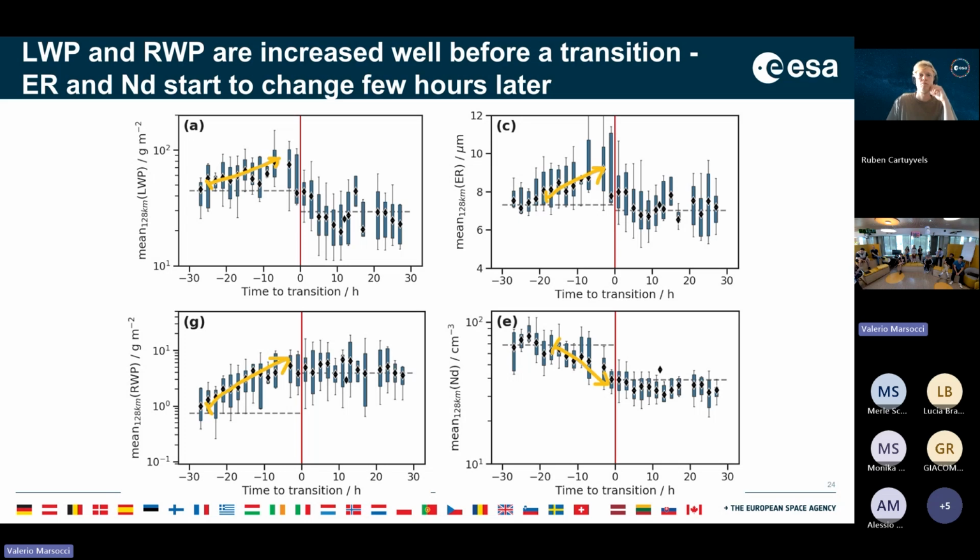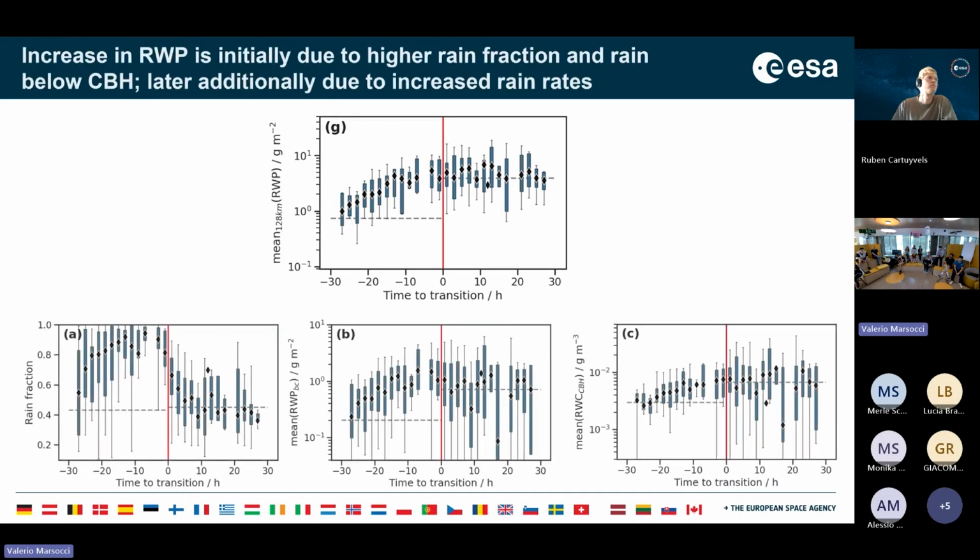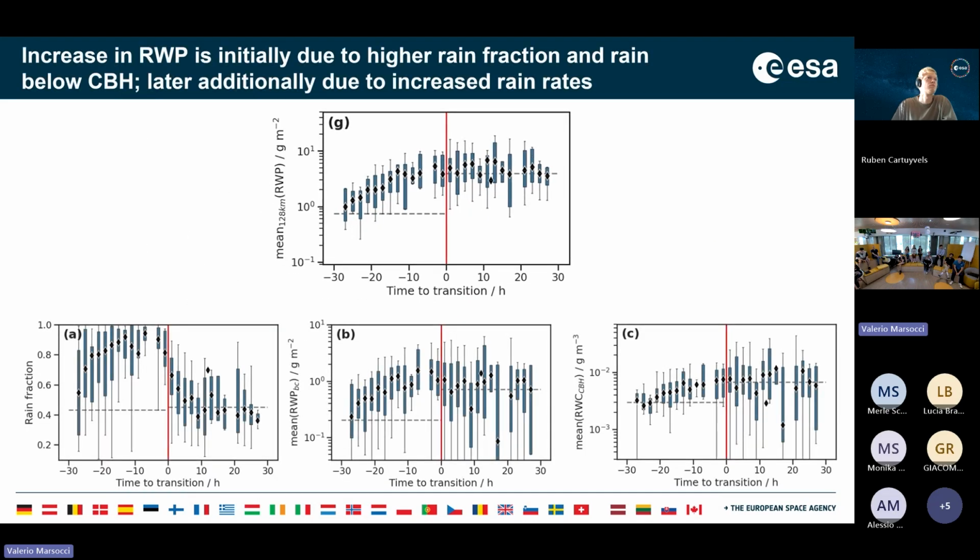Now, because an increase in rainwater path can come from many different things, I looked at this a bit more closely, which is shown here. So this rainwater path is this average over 128 kilometers, right? And also an average or a sum over the vertical. So the increase in rainwater path can come from differences in rain fraction. And we see that rain fraction here on the left is really much higher than the climatological values for clouds that show a transition.